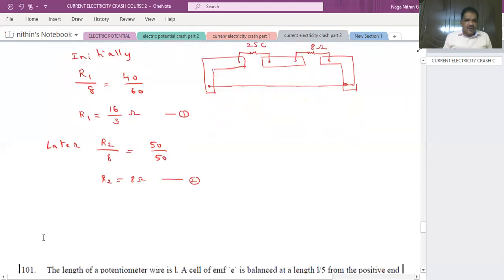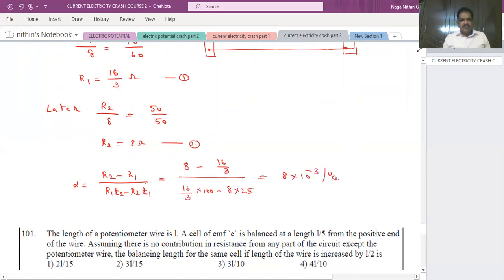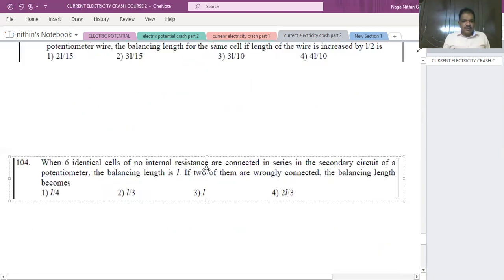Then they are asking what is the alpha value. Alpha is equal to R2 minus R1 by R1 T2 minus R1 T1. So this is 8 minus 16 by 3, remaining 16 by 3 into 100 minus 8 into 25. Finally, if you get this answer as 8 into 10 power minus 3 per degree centigrade. My next simple questions only.